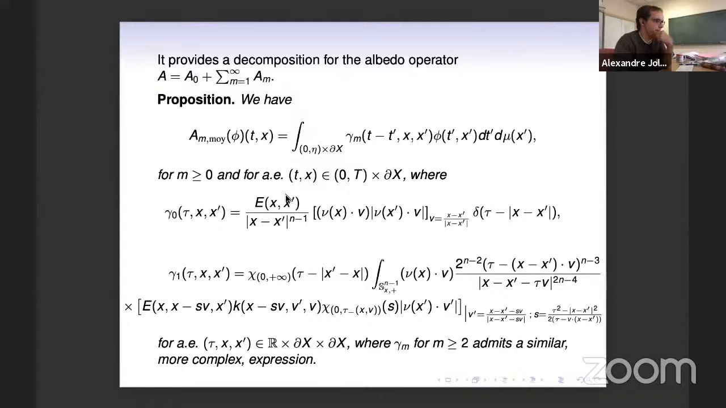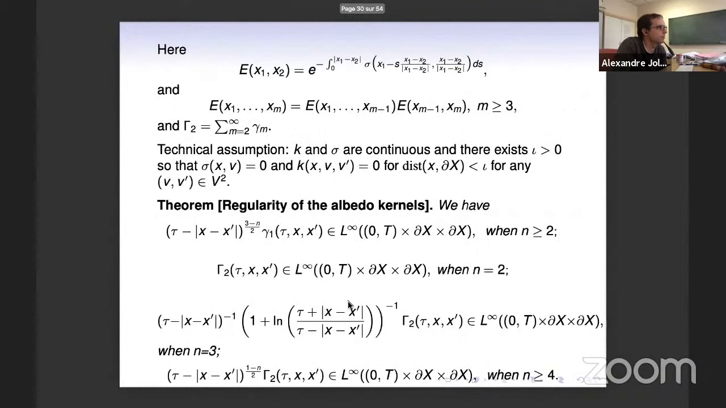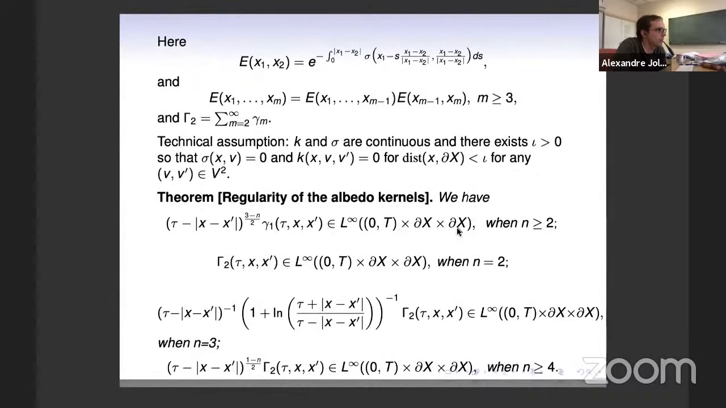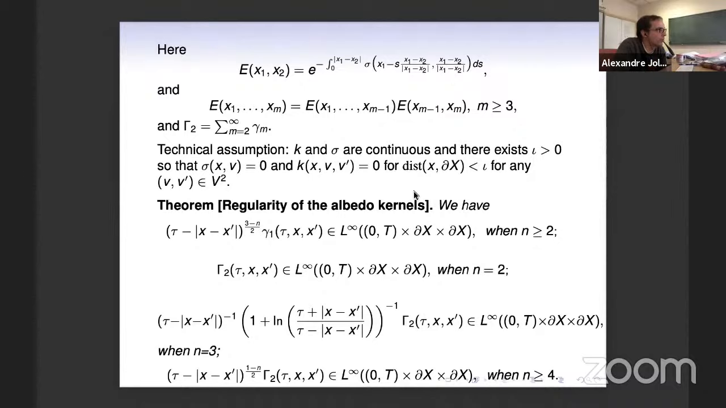For the other terms, you will play on another regime, and it is given by the following results. If you look at gamma 2, which is just the sum of all gamma m for m greater than or equal to 2, then you have this kind of regularity. It is bounded when the dimension is 2, you have this regularity when n is equal to 3, and this regularity when n is greater than or equal to 4. For gamma 1, you have this regularity when n is greater than or equal to 2. These results are also under some additional assumptions on k and sigma: we assume that they are continuous and vanish near the boundary of the domain X.